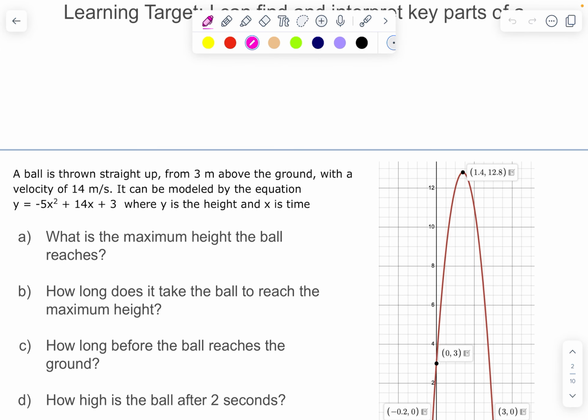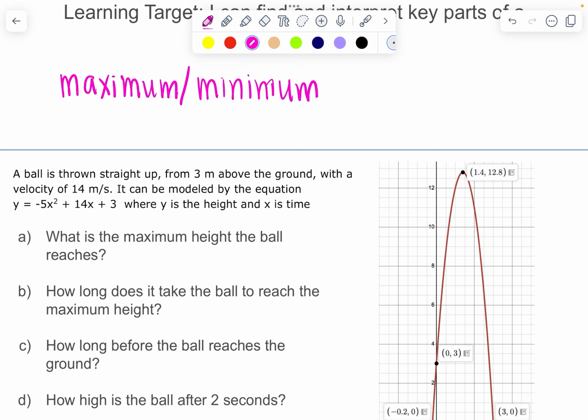Let me remind you that our maximum or minimum value is always the y value of the vertex. So if the graph opens up, it has a minimum value. If the graph opens down, it has a maximum value. And again, it's the y value of the vertex.